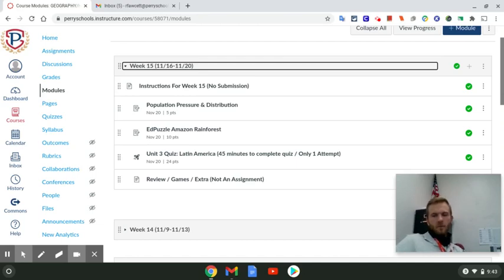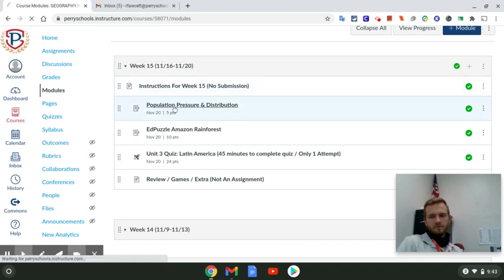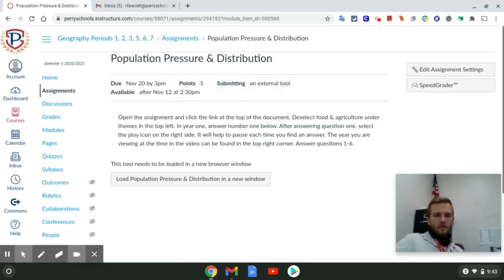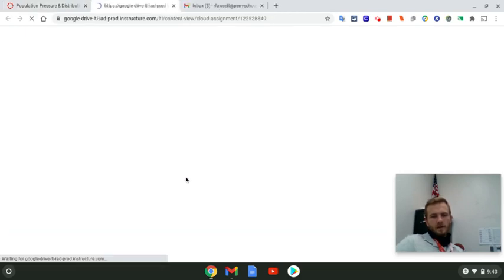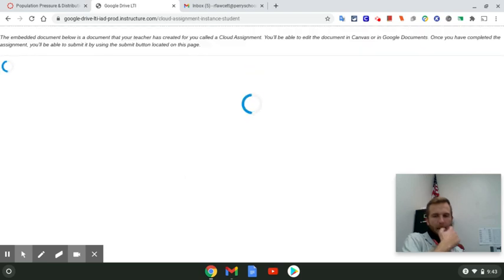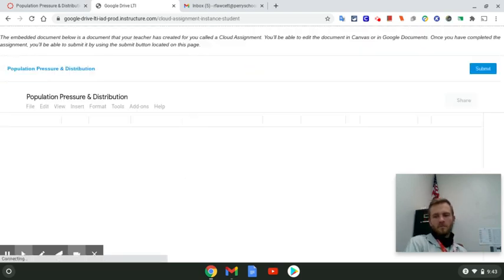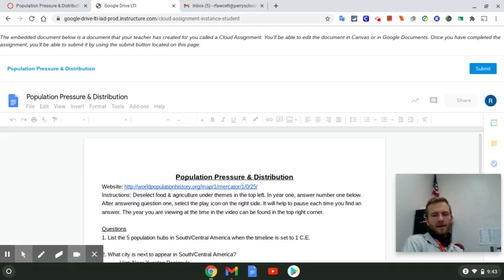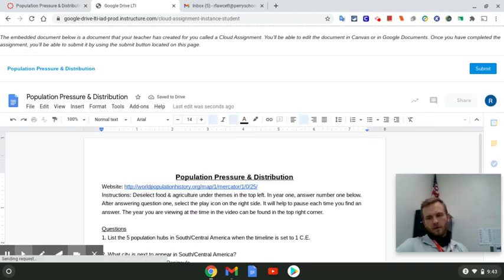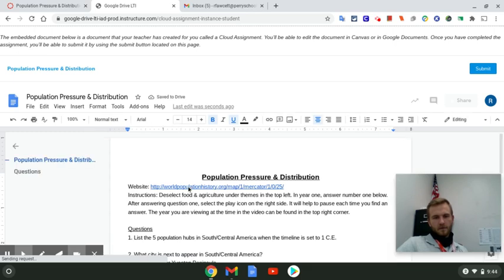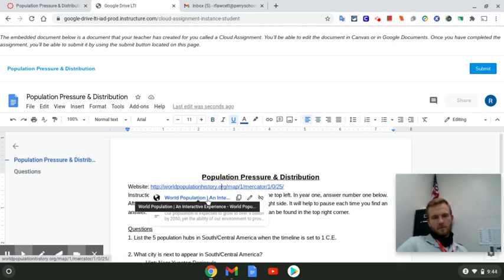All right, so for week 15, what we're starting out with is population pressure and distribution. We are going to load this in a new page. What this is really getting at is starting from year one, year one AD, and working until present day. So if you select the link here and open this up.